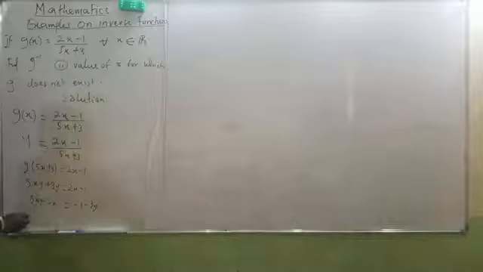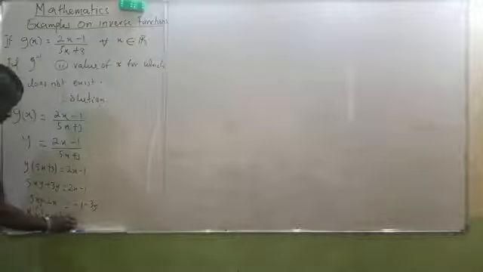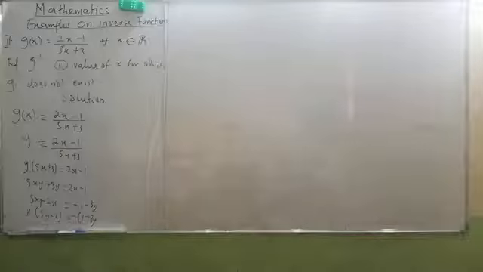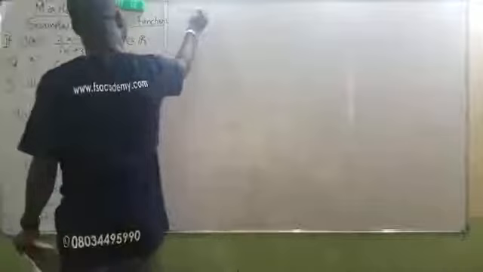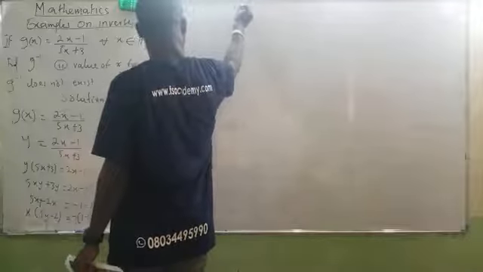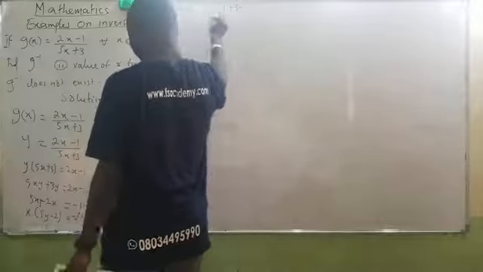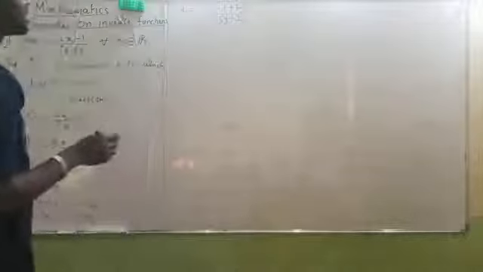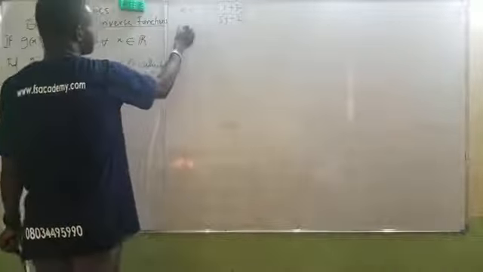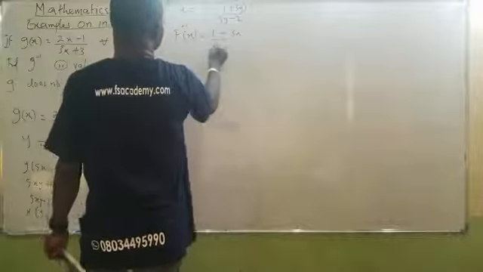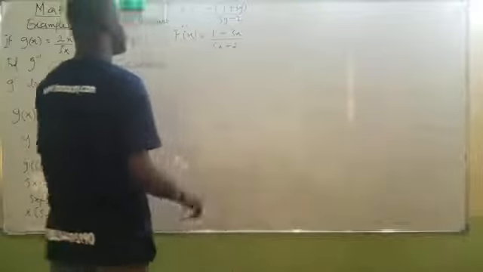At this point, I'll have 5xy minus 2x equals minus 1 minus 3y. By so doing, I'll have x bracket of 5y minus 2 equals minus bracket of 1 plus 3y. And my x will be equals minus bracket of 1 plus 3y divided by 5y minus 2. Since I've gotten that, my g inverse of x will be equals 1 minus 3x divided by 5x minus 2.